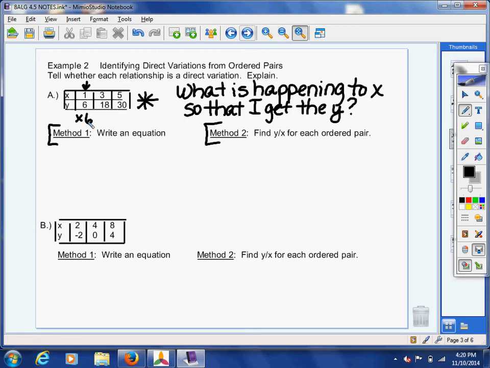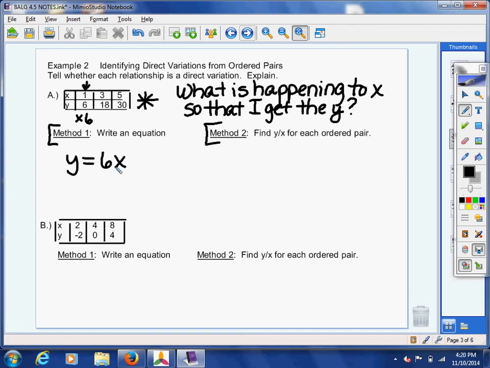So let's see if that pattern is consistent on this table. So we see that 1 times 6 equals 6, 3 times 6 is 18, and 5 times 6 is 30. So my equation would then be y equals 6 times x. I'm multiplying the x by 6 to get the y. That's how I came up with my equation.